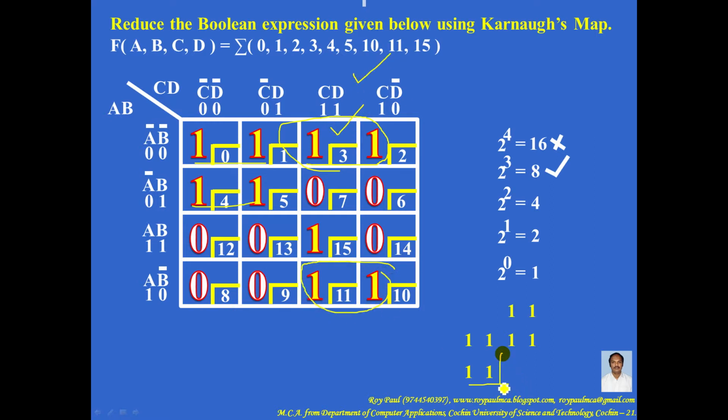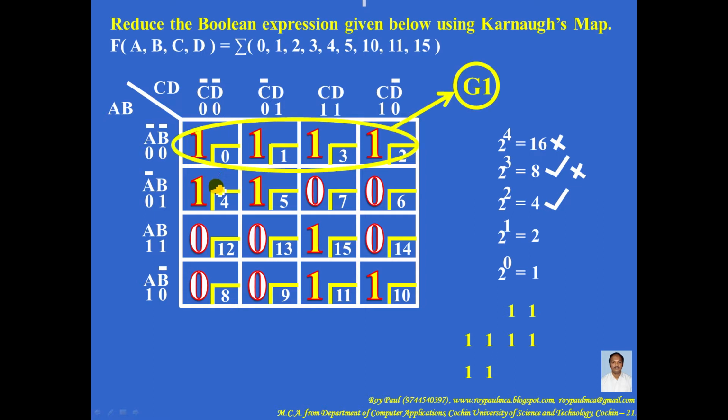So using those 8 adjacent ones, I will not get a rectangle or square. So there is no point in taking 8 adjacent ones like that. Ruled out. Let me check whether 4 adjacent ones are possible. Yes, these 4 ones can be taken together. They form a rectangle or square.